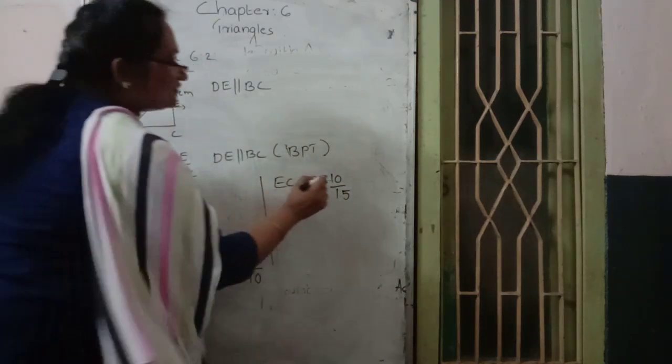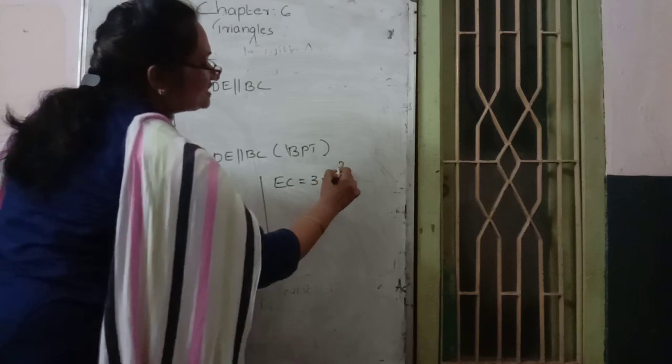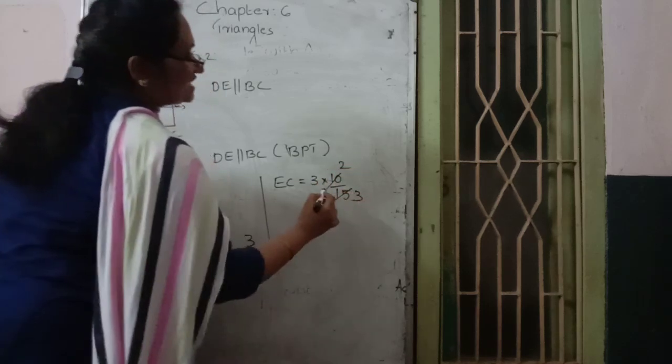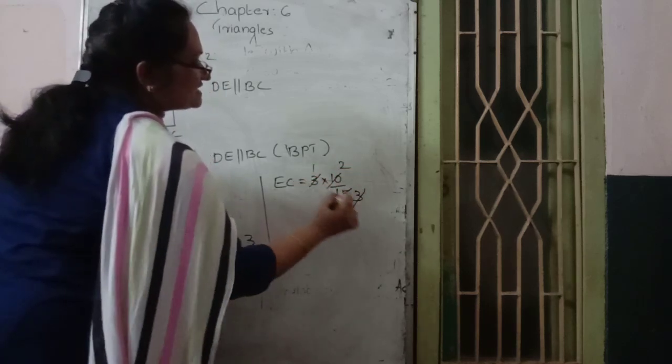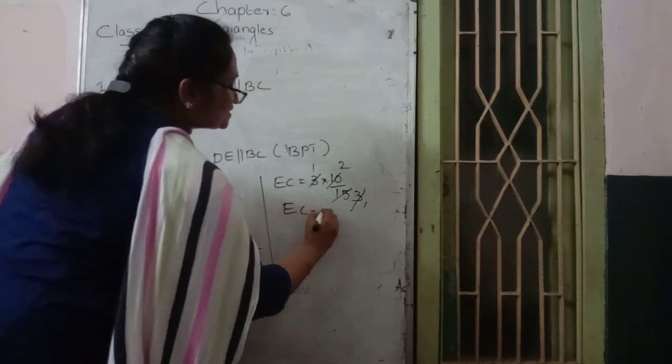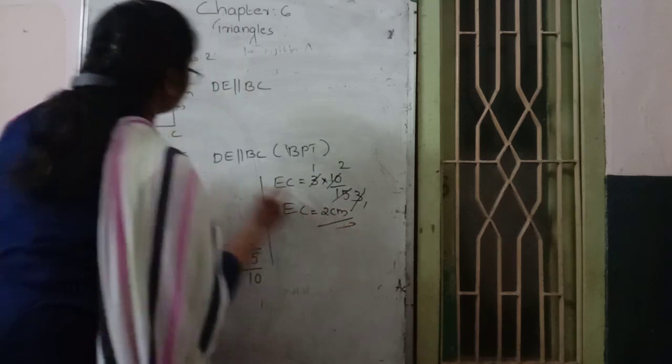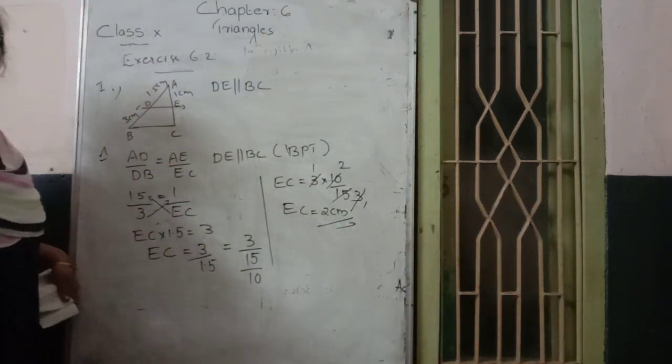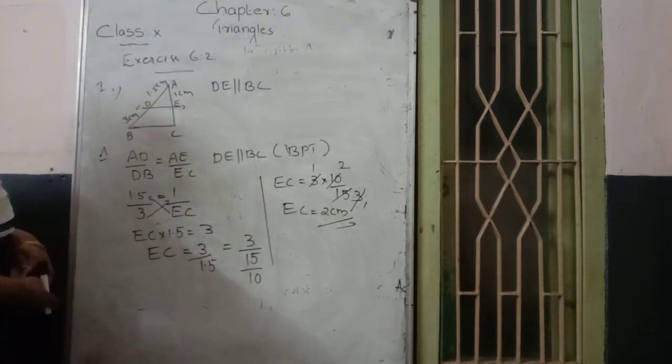Which table? 5 table or 3 table? 5 table: 10 is 2 times, 15 is 3 times. 3 and 3 cancel, same number cancellation gives 1. So what EC value do we get? 2 centimeter. The EC side value becomes 2 centimeter. I hope you can understand.